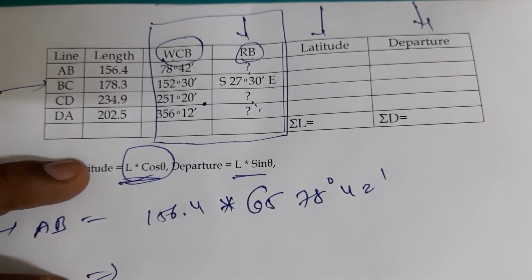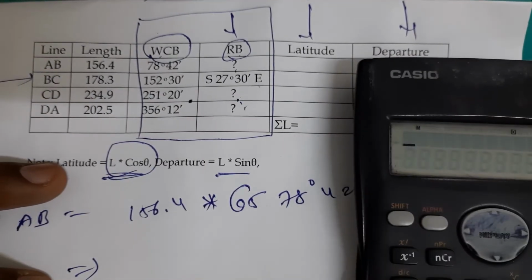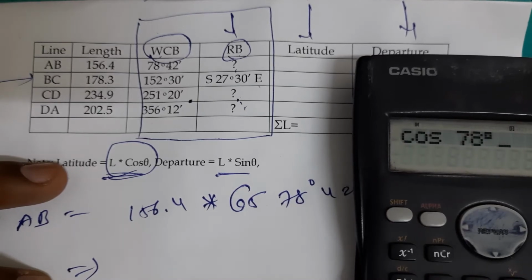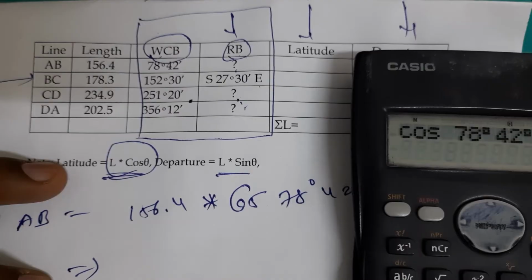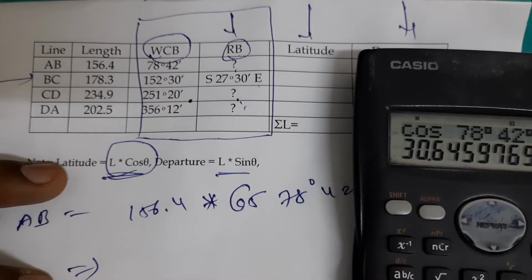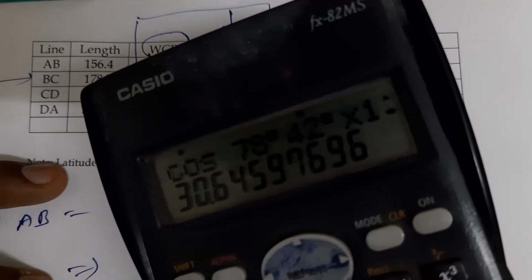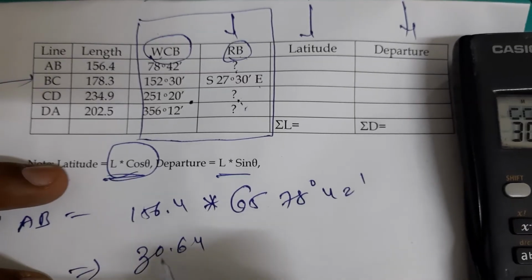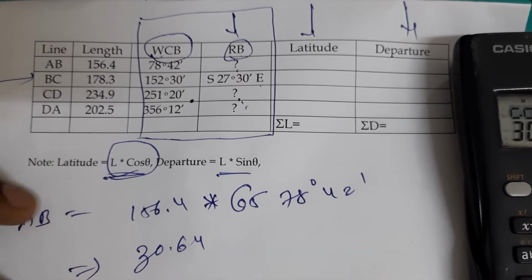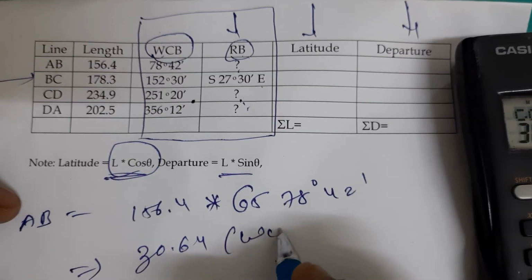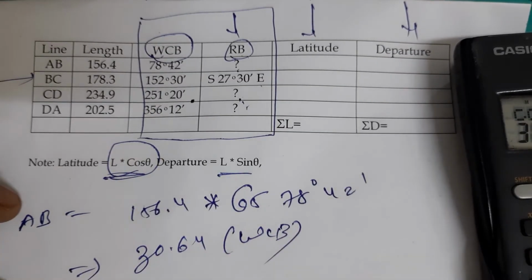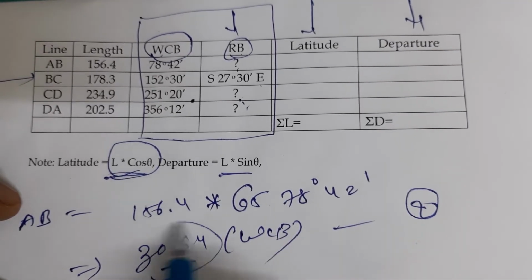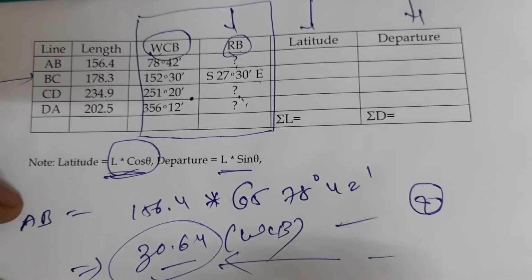So when you find that, cos 78 degrees 42 minutes multiplied by 156.4 gives you the value 30.64. So 30.64 is the latitude. This is based on the whole circle bearing method. Right now I don't know the value of RB. You need to calculate and match it with this value. If it matches this value, then it is the correct answer.